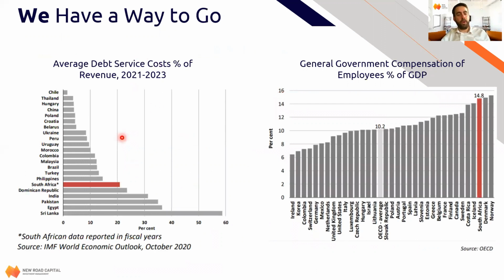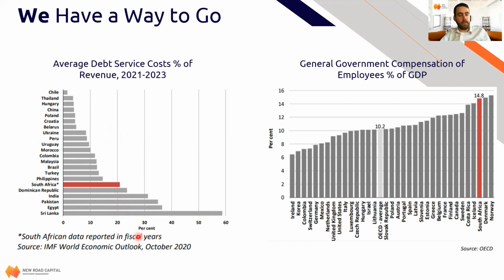And if you just put it into context, our average debt service costs at the moment are, if you take our budget every year, about 21%. So 21% of the Treasury's budget every year just goes to paying off our debt.